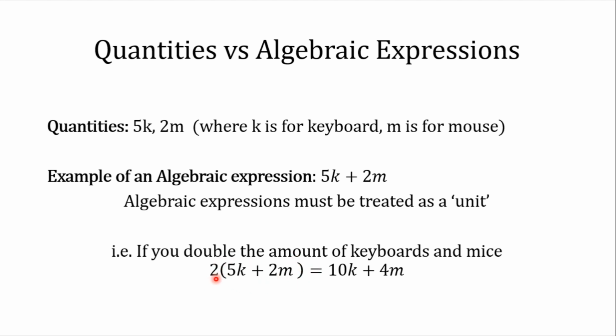So the answer for this is 2 times 5k, which is 10k, then 2 times 2m, and make sure you don't forget that it's positive. So 2 times 2m, that's plus 4m. So this is your answer.